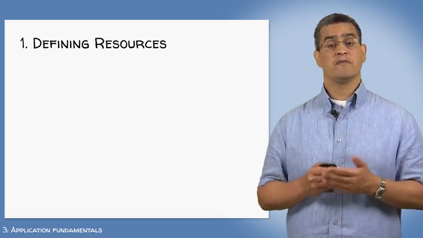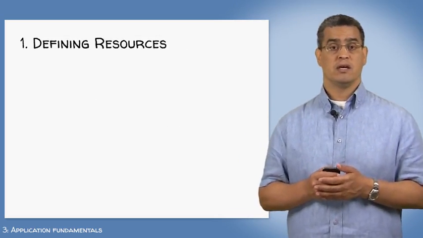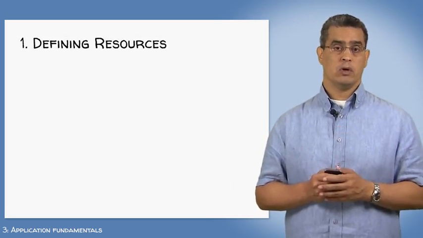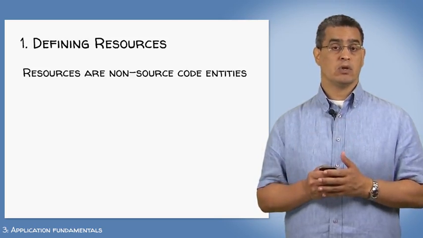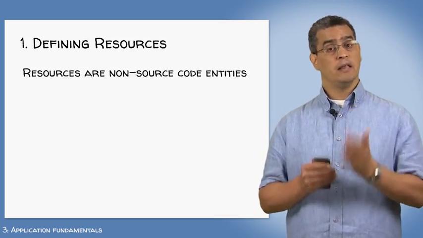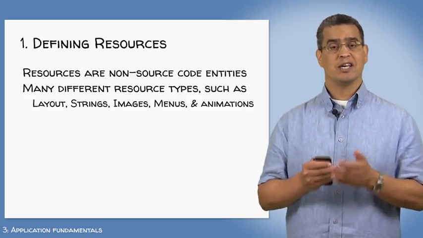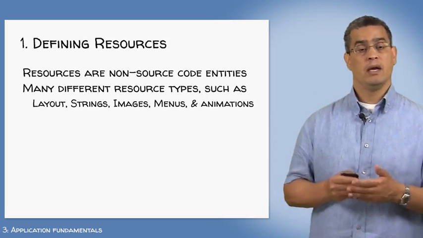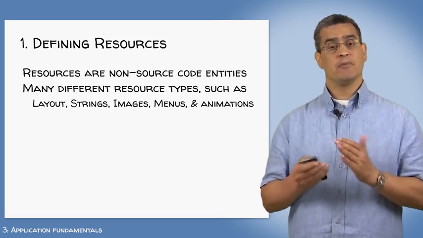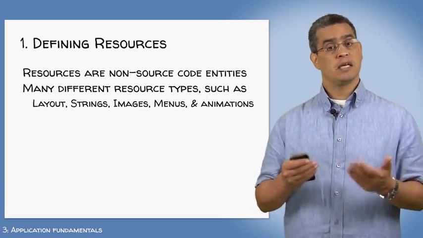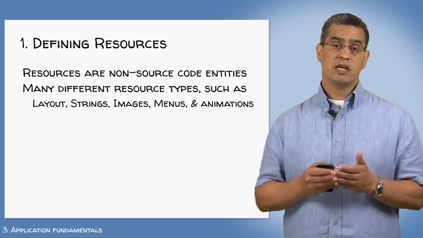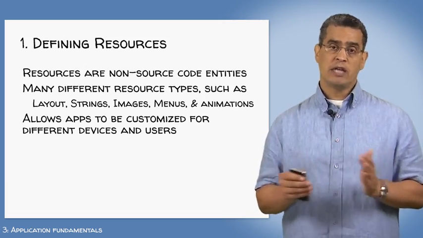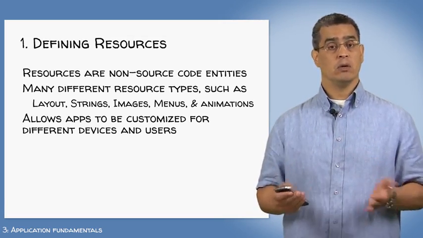Step 1 is defining your application's resources. As I've said before, Android applications are more than just source code. They include non-source code entities as well, things like layout files, strings, images, menus, animations, and much more. And managing resources separately from the application has several benefits, one of which is that you can easily alter those resources without having to change or recompile your application source code in any way.